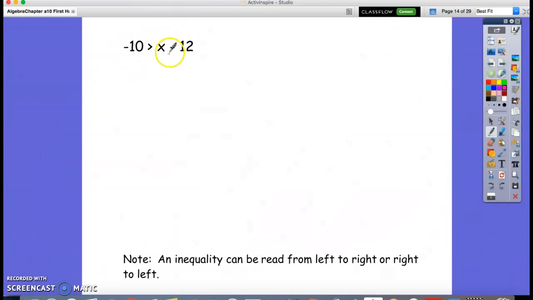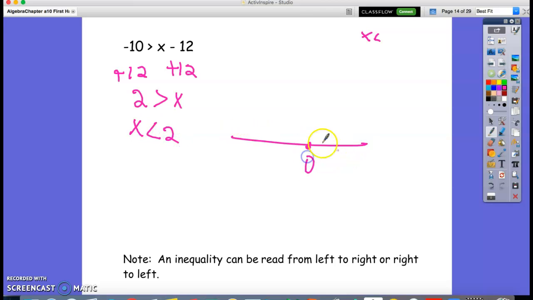Now, negative 10 greater than x minus 12. Remember, an inequality can be read from left to right or right to left, but I always suggest to keep the variable on the left. It's easier to see and look at the problem. How do I isolate this variable? I'm going to add 12 to both sides. So I get 2 is greater than x, or you can say x is less than 2. If this is 0 and this is 2, x is less than 2, so this is an open circle going left.